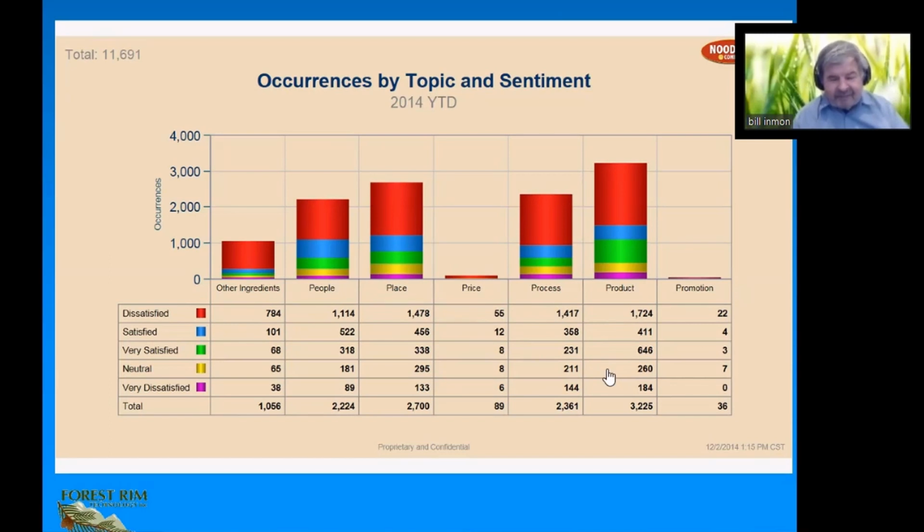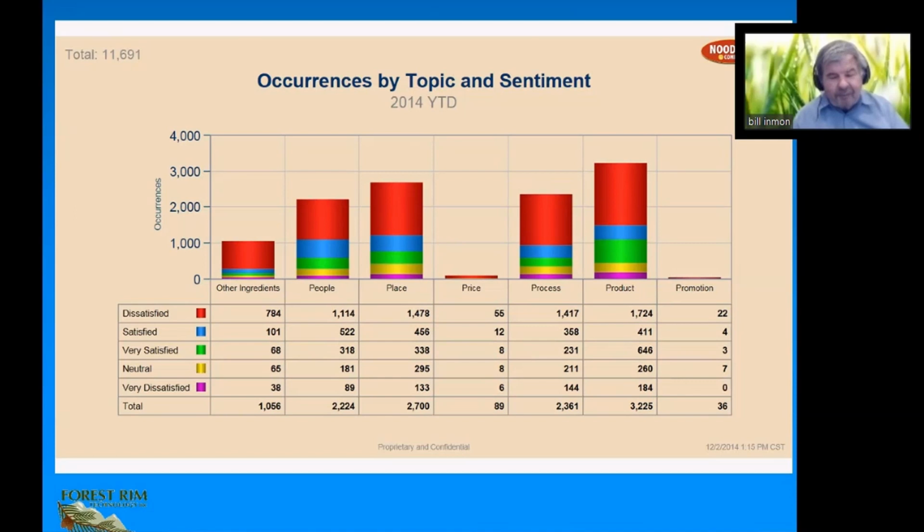But if nobody is even noticing price, then you are probably leaving money on the table. And there's not a business person around that can leave money on the table and be in business very long.